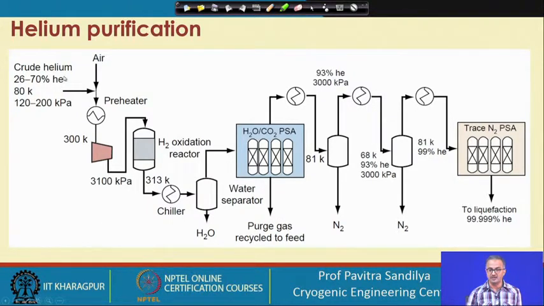the feed here, and then we keep on cooling down in a stepwise manner to take out the nitrogen, and ultimately we again take it to adsorption columns based on the PSA, so that the trace amount of nitrogen is removed and we get a highly pure helium. So this is how we carry out the helium purification.